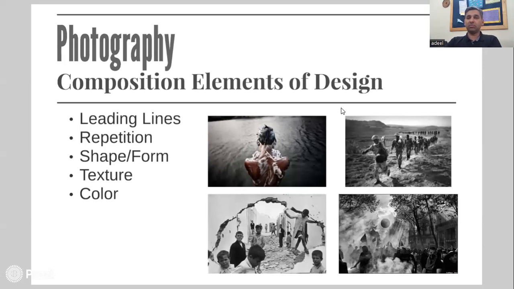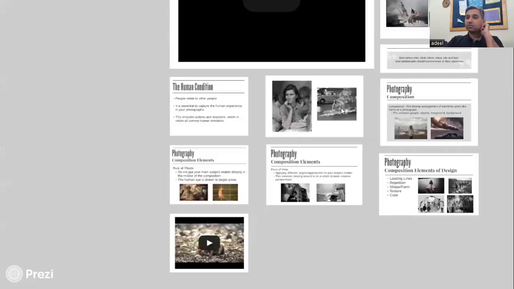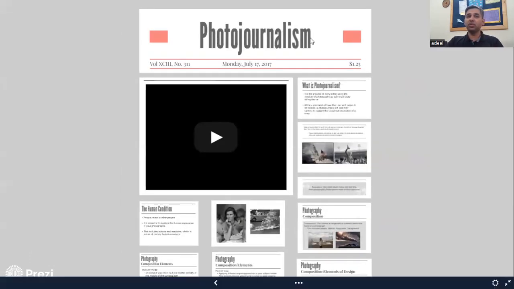texture, color. It can be black and white, it can be colorful as you like. It can be texture oriented. You need to be thinking about the shape or shape within a shape. You can see the repetition and multiple other things as well. I'll be sharing more resources with you.